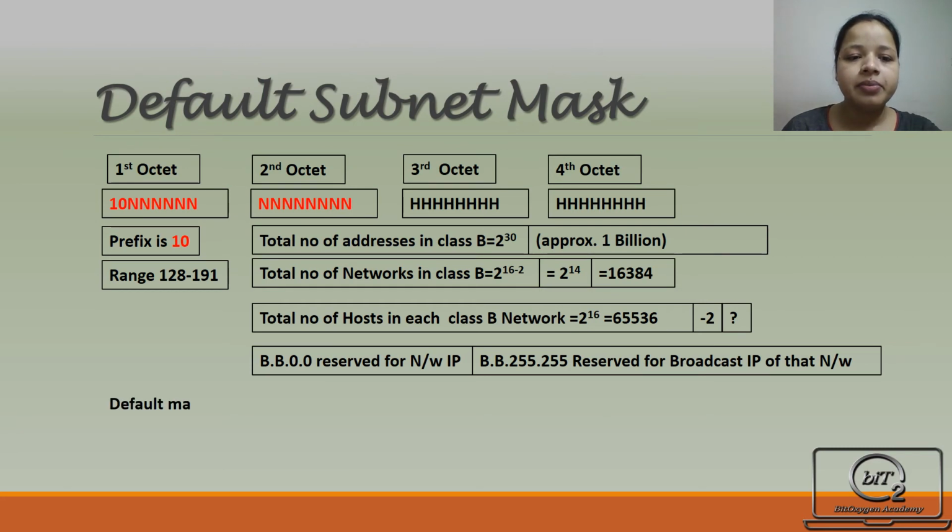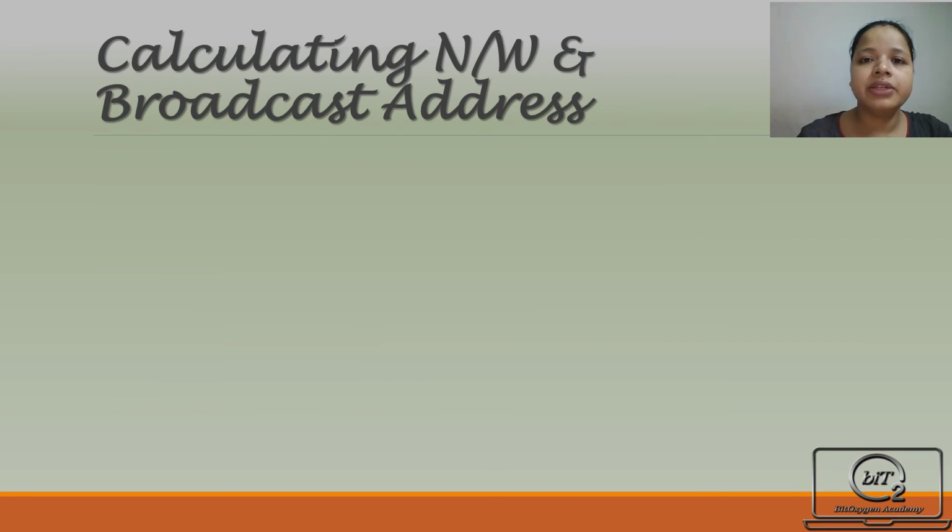The default subnet mask for Class B addresses is 11111111 11111111 00000000 00000000, and in decimal it is 255.255.0.0.